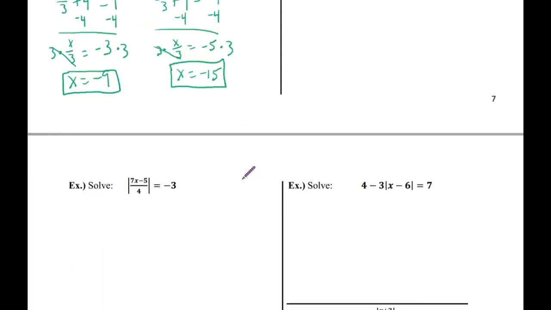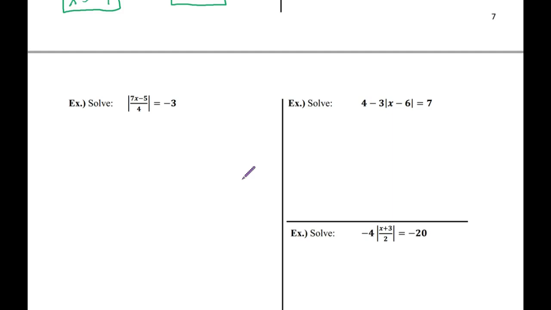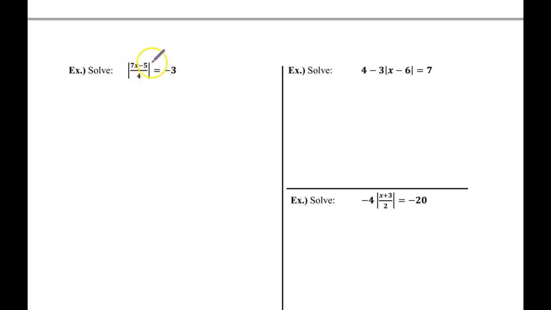Let's look at one more here. Alright, this one, the absolute value is already isolated. So again, I don't have to do anything here. It's already set alone on one side. I have an absolute value equals -3. Now I actually don't have to do any work here if I stop and I think about it.